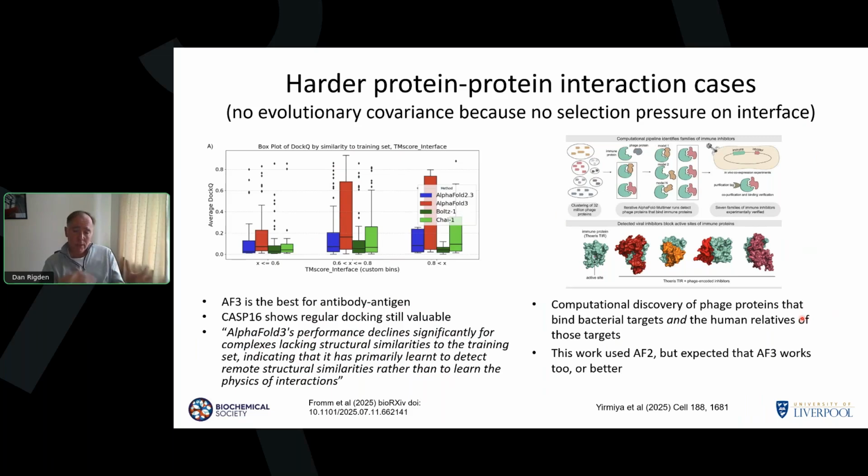Here is another situation where there isn't that co-evolution. So this is a host pathogen situation. These are phage proteins binding to bacterial and human proteins. This is just to show you that although it's much harder when there's no covariance, it still does work. There are many phage bacterial protein interactions that they discovered by modeling them pairwise and spotting when they've got a really good, reliable complex.